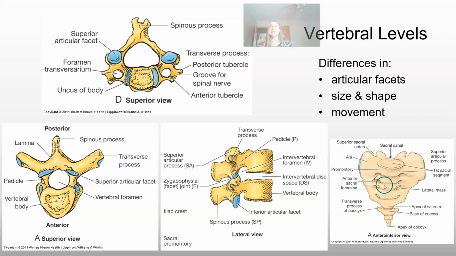And then here I have a sacrum, and again, the sacrum, you can see this fusion is going to really limit the motion, okay? And this is going to be very important when we think about weight bearing.